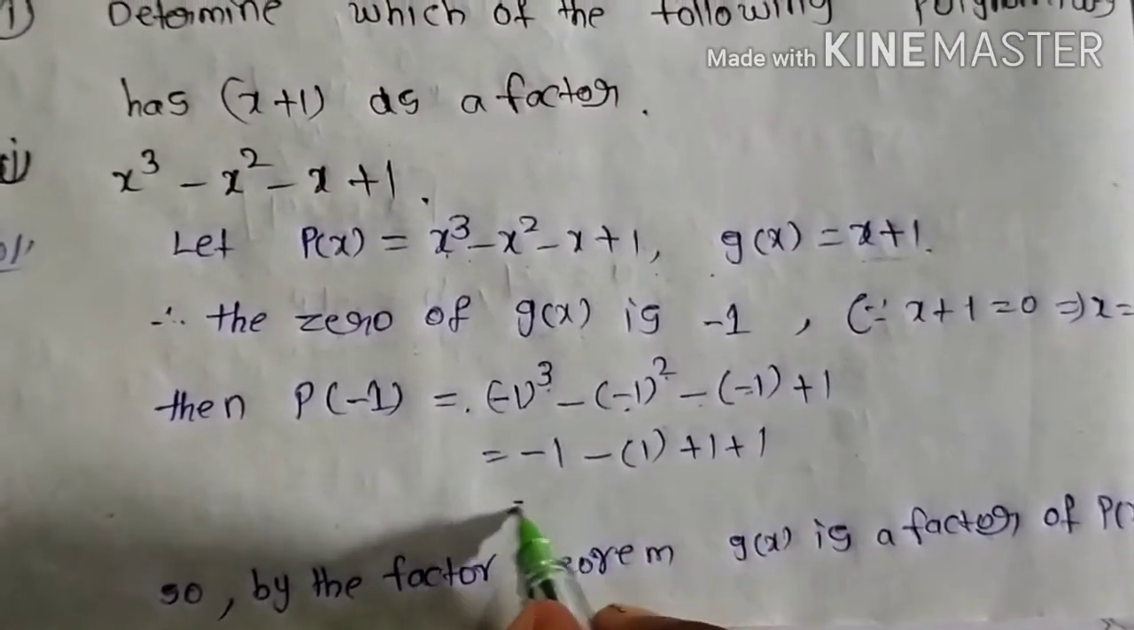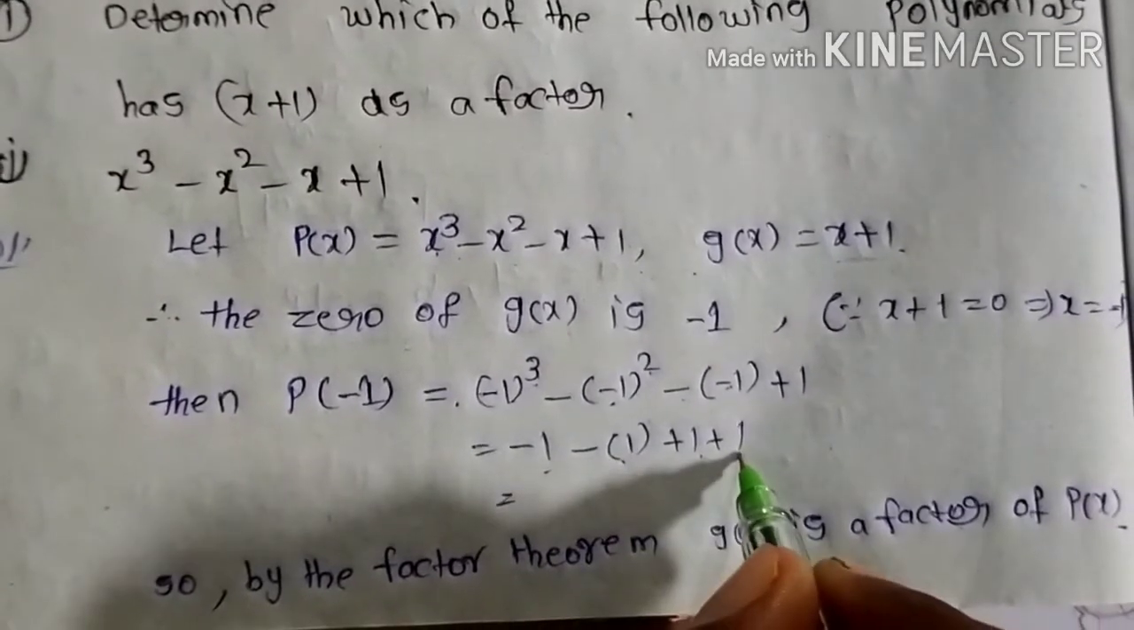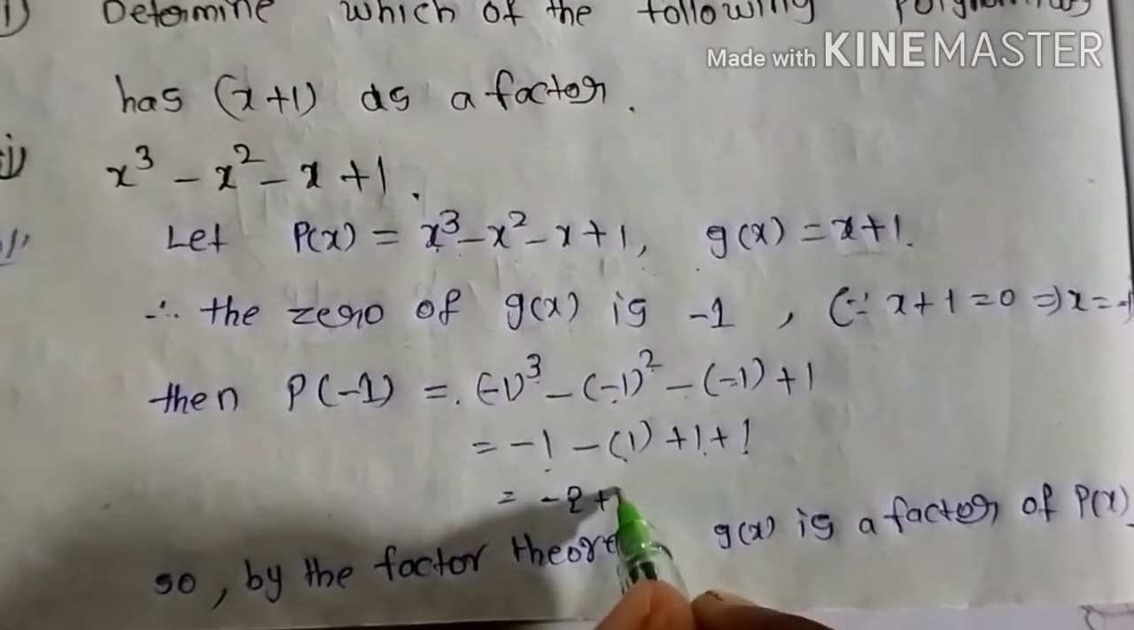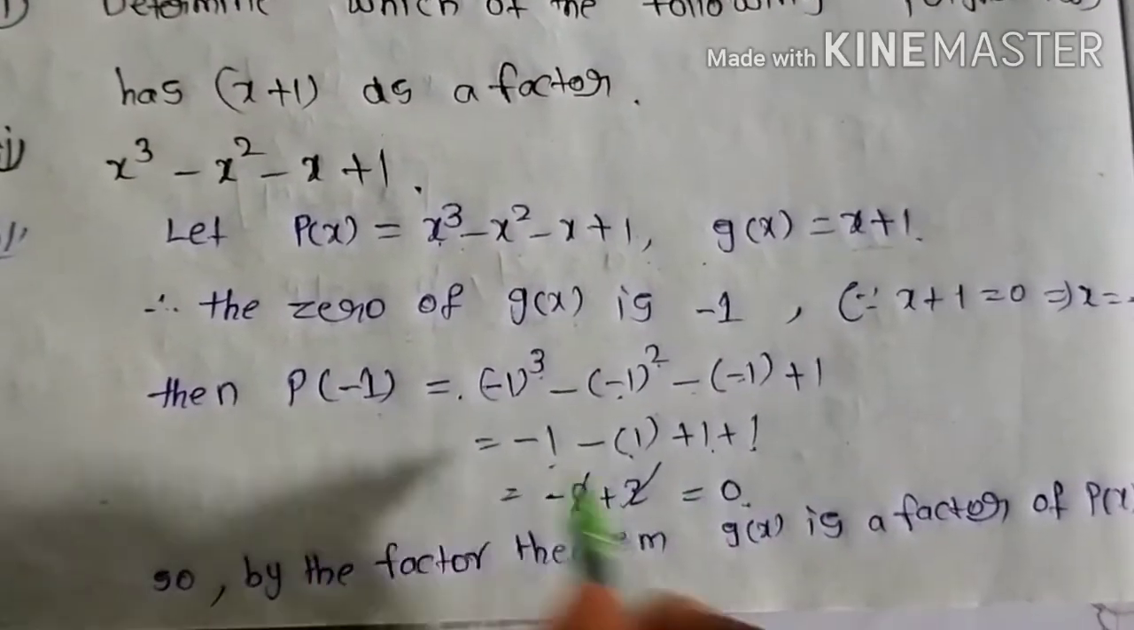That means you can see minus 1, you will get minus 2 or not? Yes. Here plus 1 plus 1, that means you are getting plus 2 or not? That means can you write minus 2 plus 2. Minus 2 plus 2 will cancel or not? That means p of minus 1 is 0 or not?